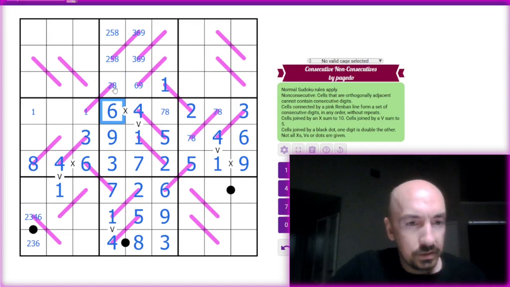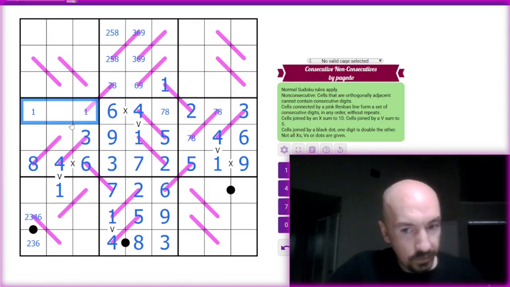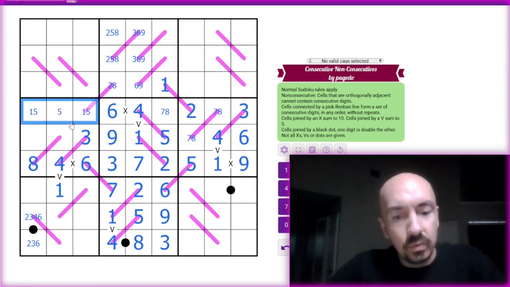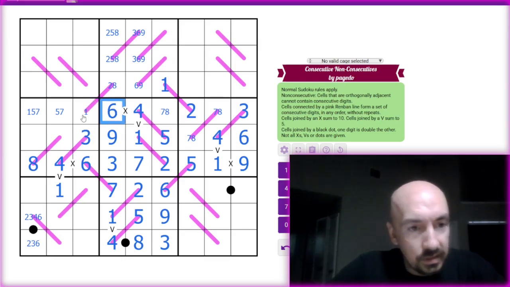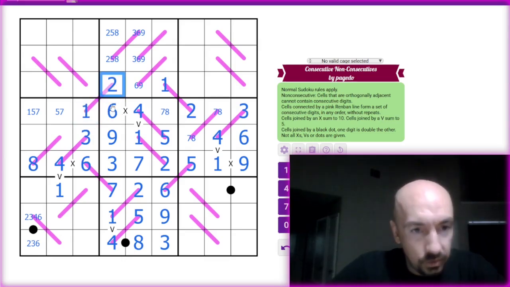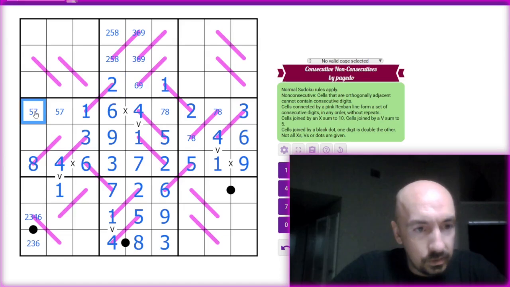This is an 8. This would be a 7 or a 9. This isn't, so this has to be a 1, 9 pair. Oh, wait a minute. That's a 7, 8 pair over here. So this is now a 1, 5, 7. This cannot be a 5 or a 7 because that's a 6. So this is a 1. That'll be a 2. All right, there we go.